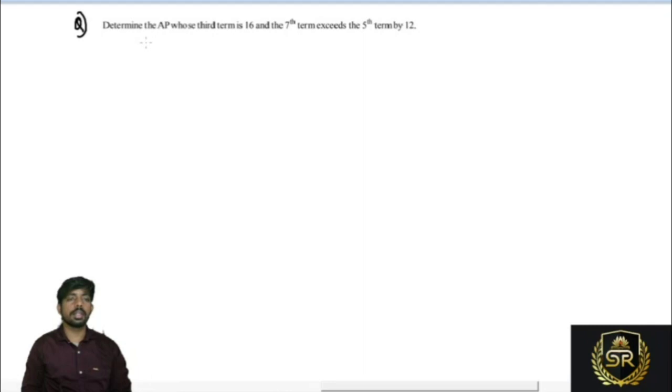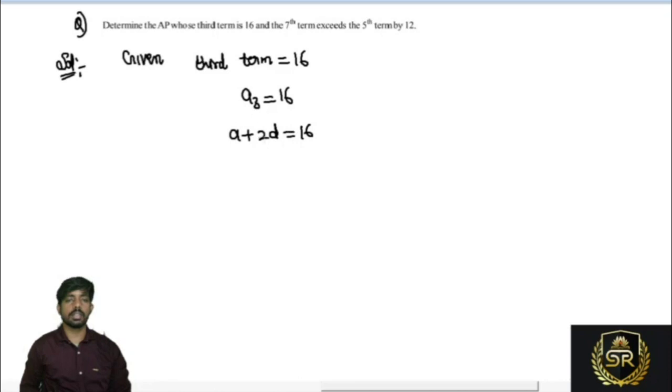Determine the AP whose third term is 16 and whose seventh term exceeds the fifth term by 12. First we will write the given data. The third term a3 equals 16, and a3 means a plus 2d equals 16. Next, the seventh term a7 exceeds the fifth term by 12.